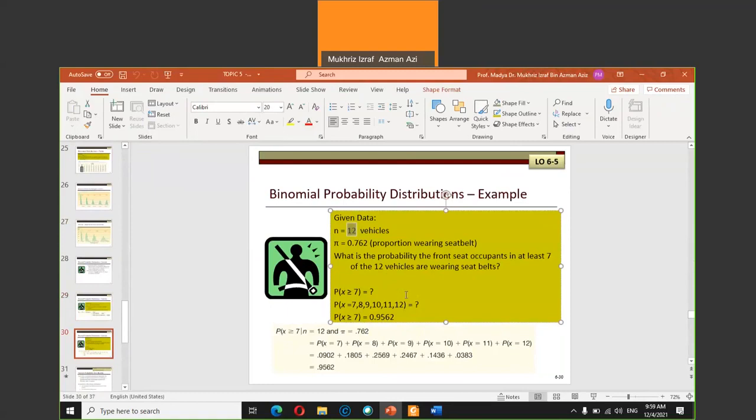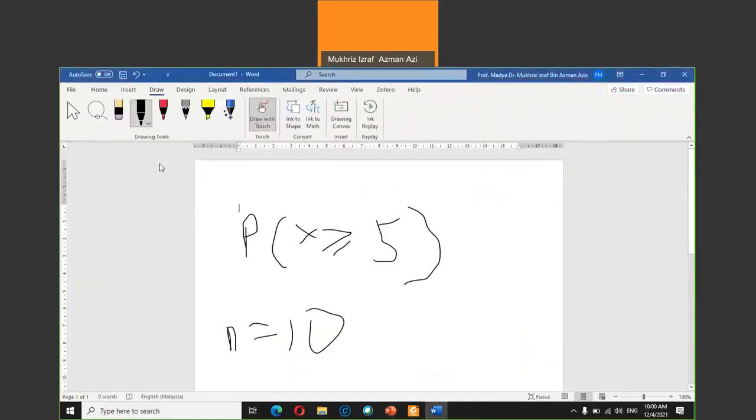But in Poisson, there is no n. There is no number of trials. So if you want to calculate more than or equal to 7, it can go 7, 8, 9, 10 until infinity. So how do you solve for Poisson? Let's say if you look at this example here, greater or more than 7, or we go back to the one just now, you want to calculate at least 5, meaning 5 and above.